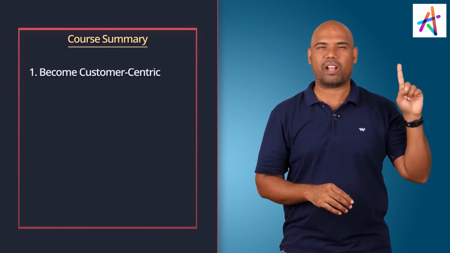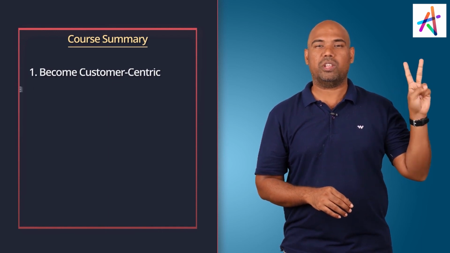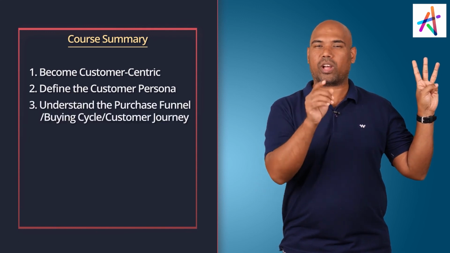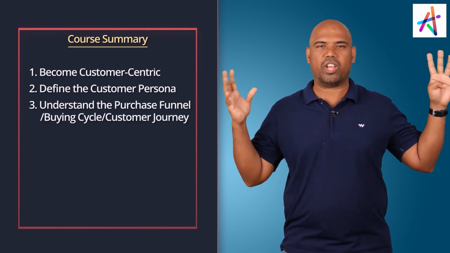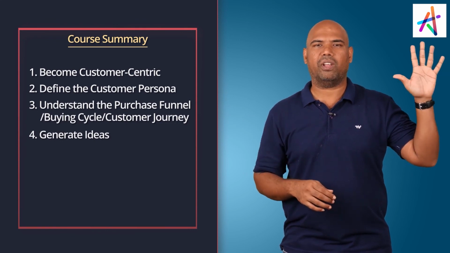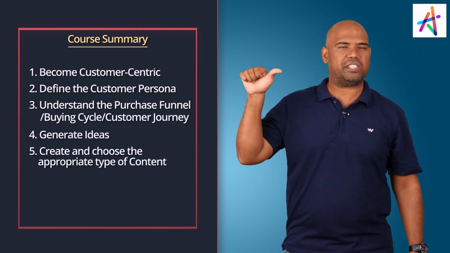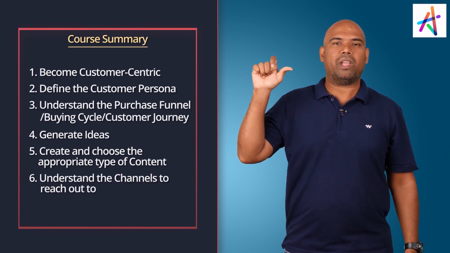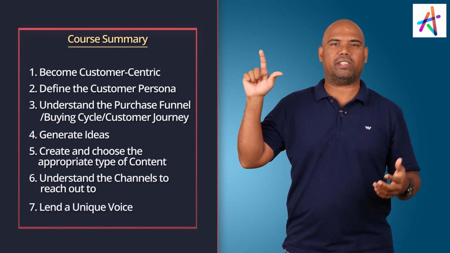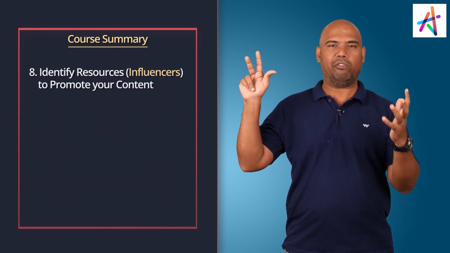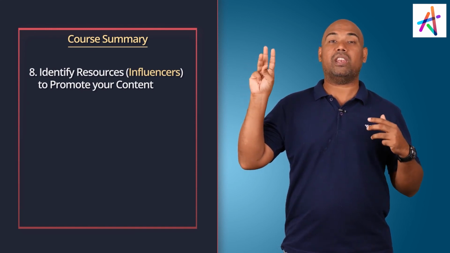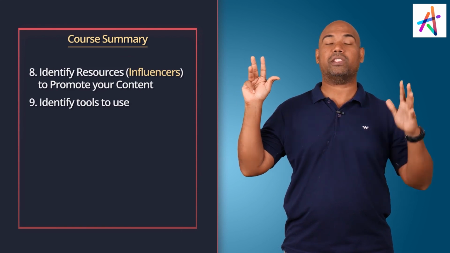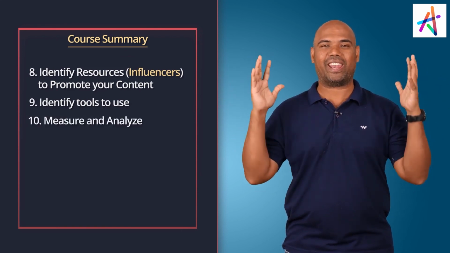Number one, become customer-centric. Number two, define a customer persona. Number three, understand your customer journey. Number four, generate ideas. Number five, create content. Number six, look at all the different social media channels that you can promote on. Number seven, lend your own voice. Number eight, identify influencers that can promote your content. Number nine, identify the tools that you're going to use that can help you with your content marketing efforts. Number ten, it's about measuring and analyzing.